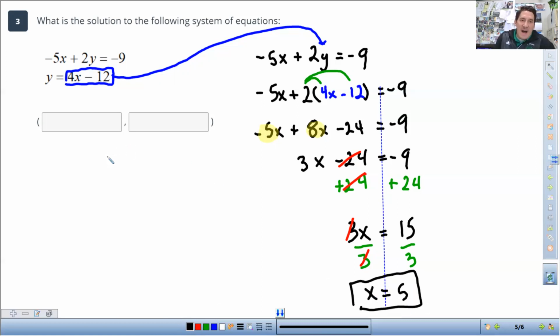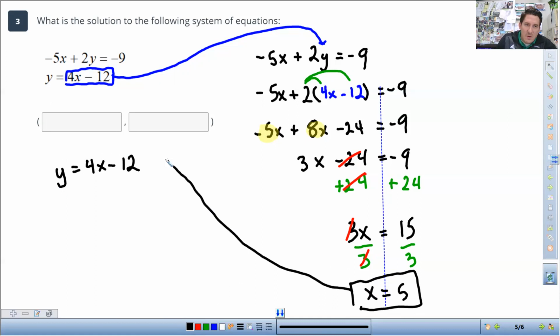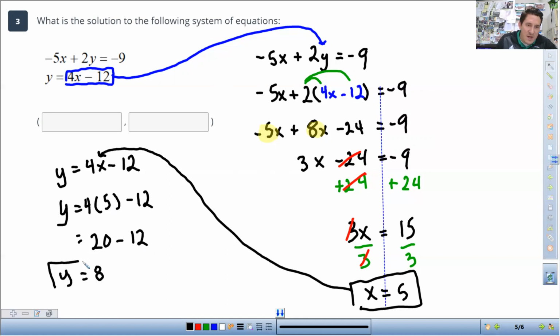So with that, x equals 5, I'm going to substitute into the bottom equation. y is equal to 4x minus 12. This is going to go in for x there. So you get y is equal to 4 times x, replace the x with parentheses, and x is 5. So 4 times 5 is 20, minus 12. 20 minus 12 is 8. So y is equal to 8. As an ordered pair, again, you do x first, so it's 5, 8, and that's how you write in the answer here, 5, 8.